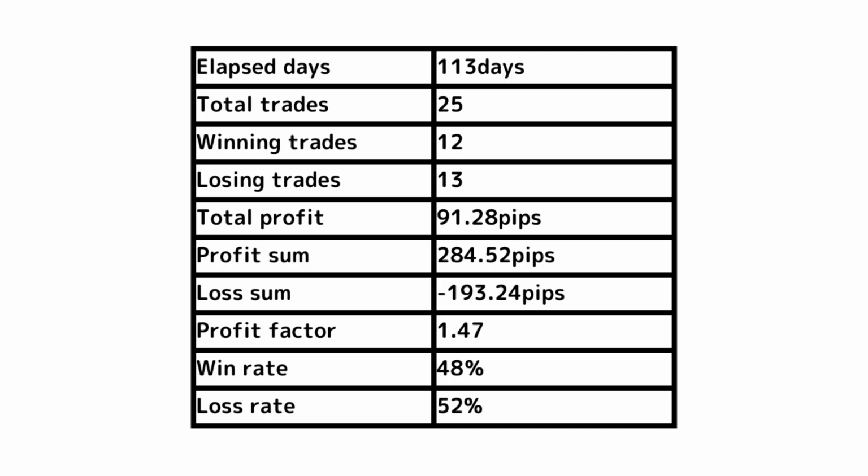Days elapsed, 113 days, total trades, 25 times. Winning trades, 12 times, losing trades, 13 times, total profit, 91.28 pips. Total gain, 284.52 pips. Total loss, minus 193.24 pips. Profit factor, 1.47, win rate, 48%, loss rate, 52%.